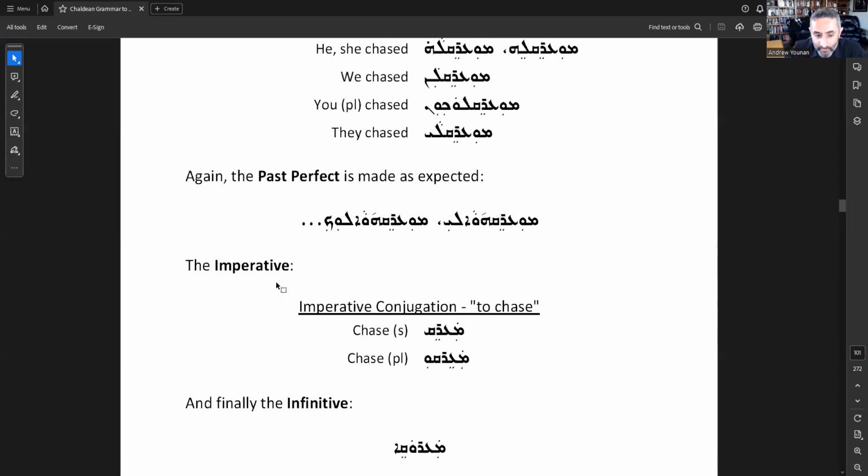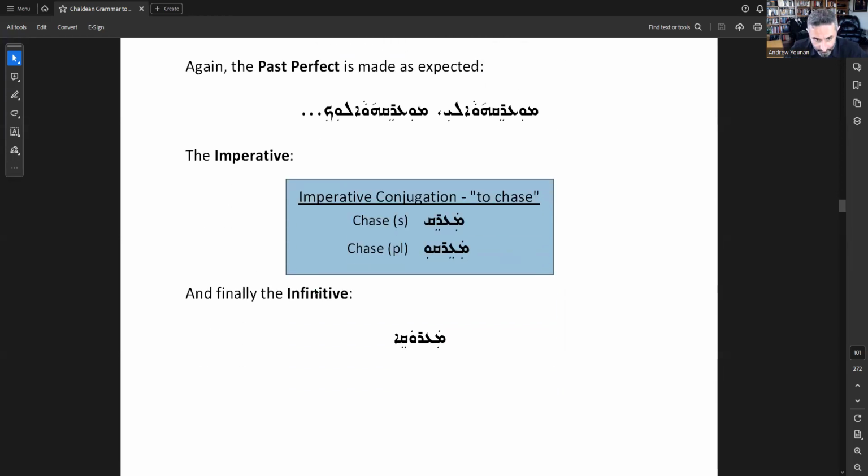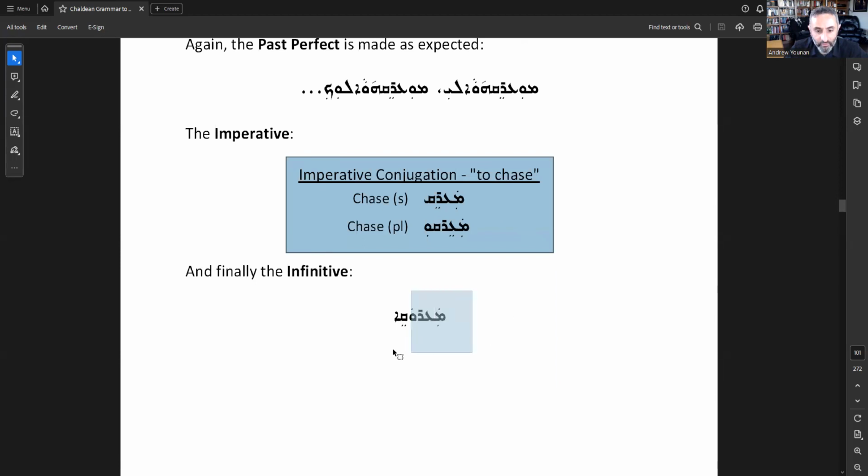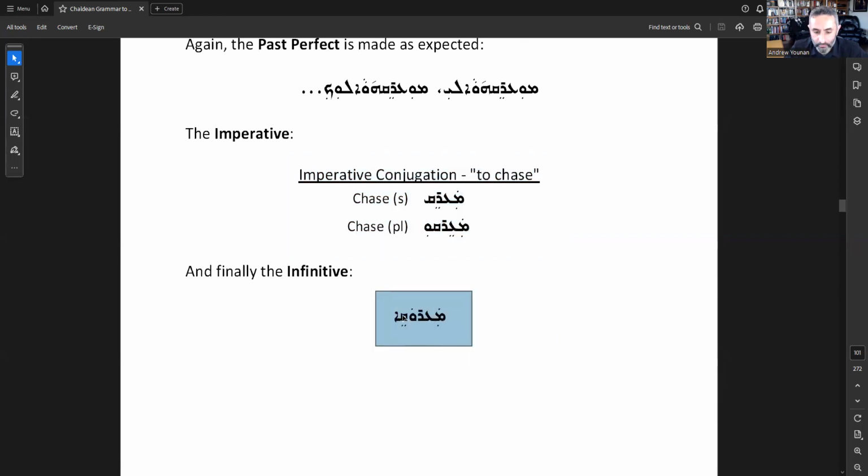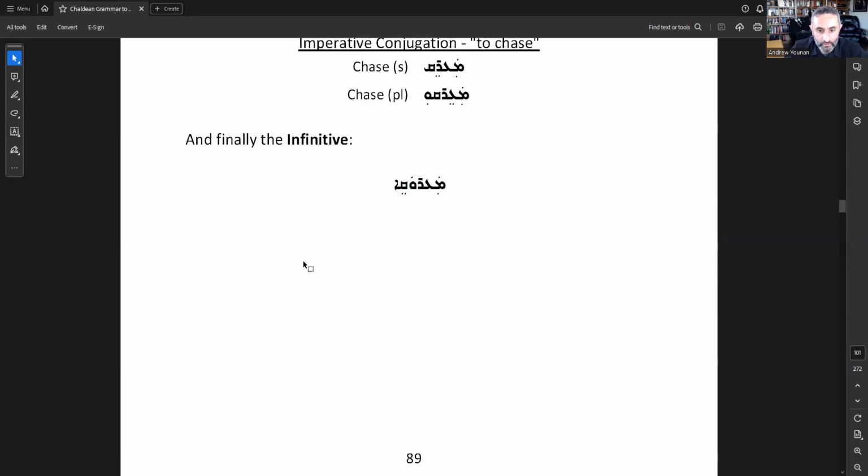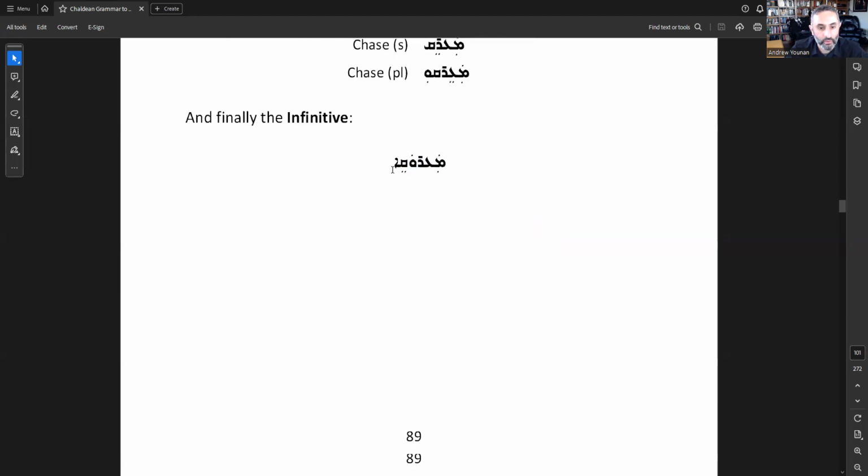So the causative is not an imperative. It's not a command for somebody to do it. You're causing them to do that verb. And then the infinitive, ma'roqe, iwin ma'roqe. And it follows that full thing that we learned in the chapter on the infinitive.